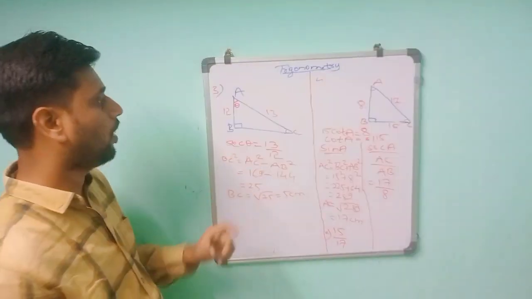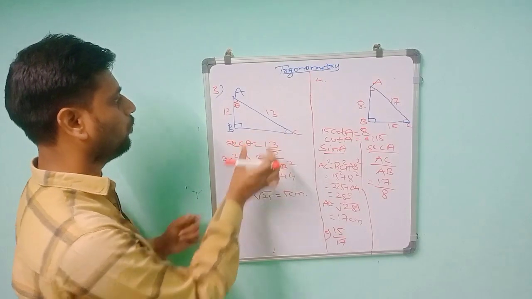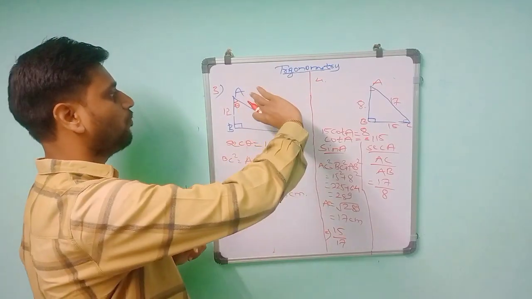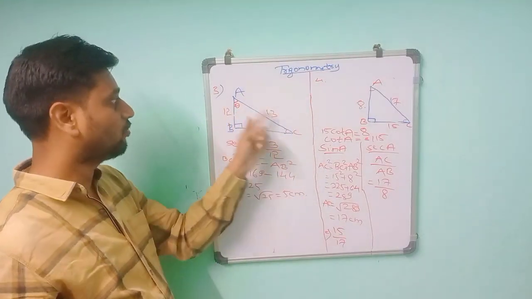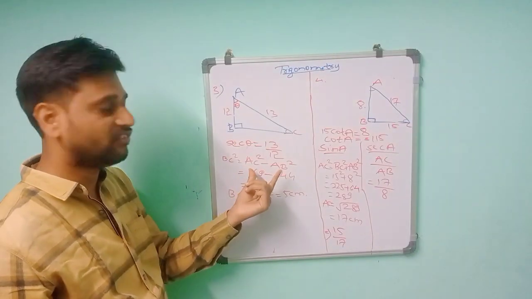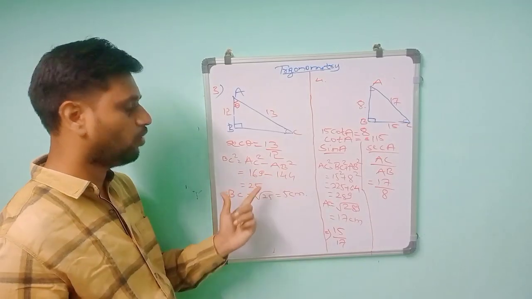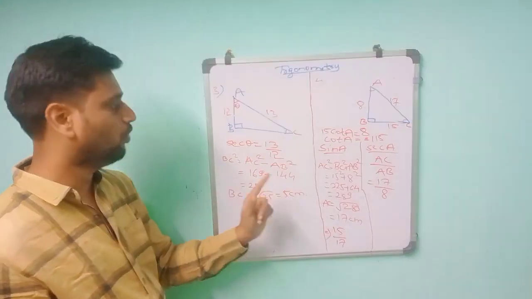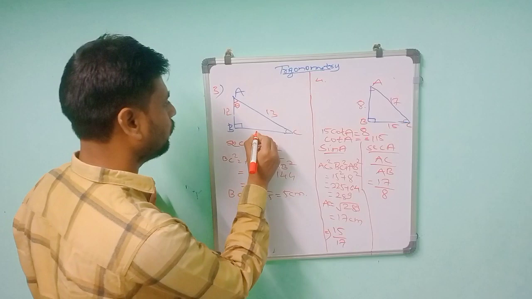Why did I take this? Because we don't know BC square. The formula is AC square is equal to AB square plus BC square, and we have to find BC, so it will be subtraction. 169 minus 144 is 25. Root of 25 is 5. So we got BC as 5. So we got all the values.